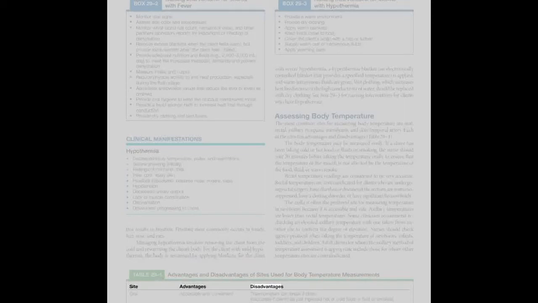Site, advantages, disadvantages: oral, accessible and convenient; thermometers can break if bitten. Inaccurate if client has just ingested hot or cold food or fluid or smoked. Could injure the mouth following oral surgery.